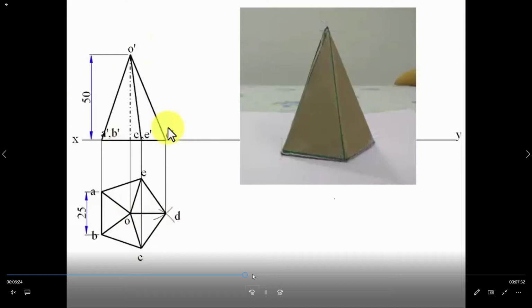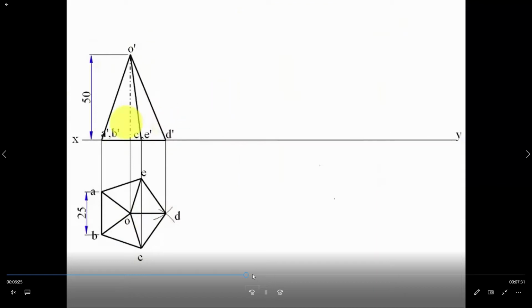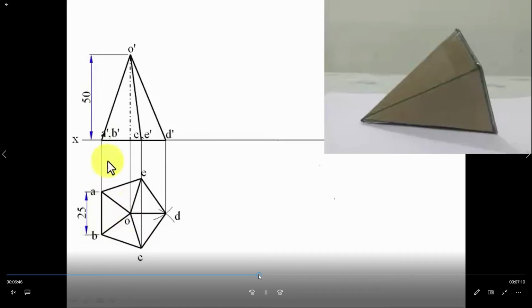Axis is 50 mm. In this way, you join the apex O to each point, that is, the slant edges of the pentagonal pyramid. That's why slant sides are there. That is a pyramid. You observe here.